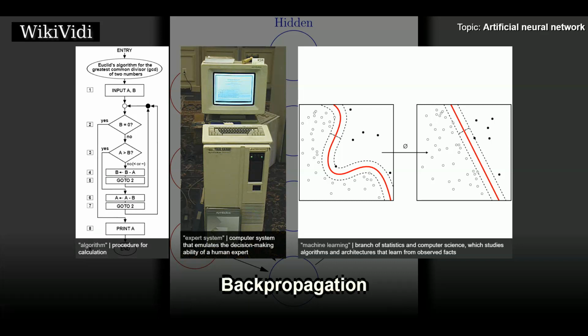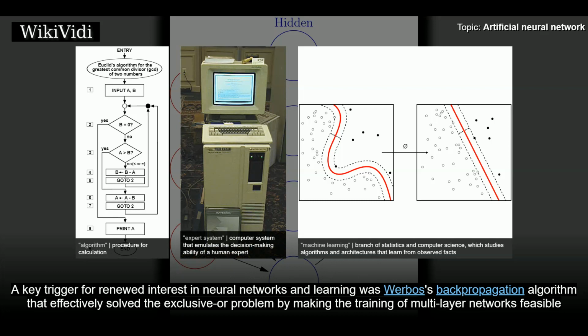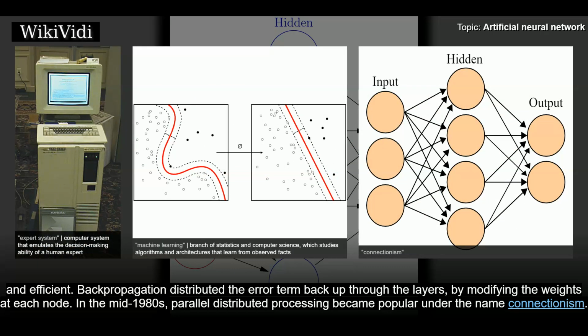Backpropagation. A key trigger for renewed interest in neural networks and learning was Werbos's backpropagation algorithm that effectively solved the exclusive OR problem by making the training of multi-layer networks feasible and efficient. Backpropagation distributed the error term back up through the layers by modifying the weights at each node.